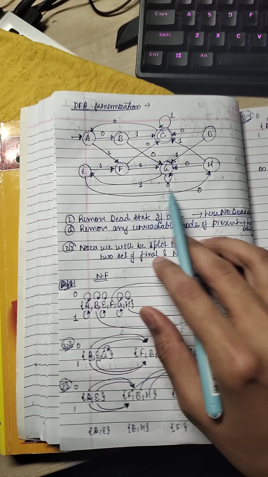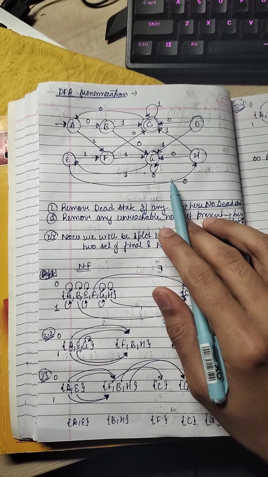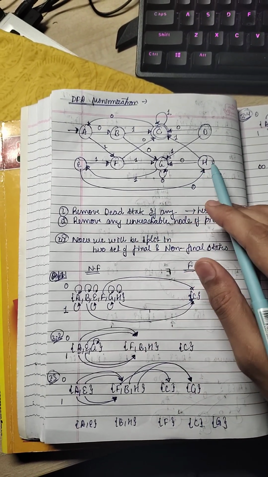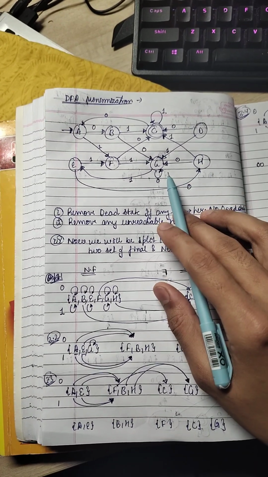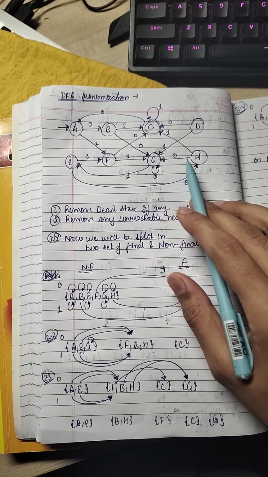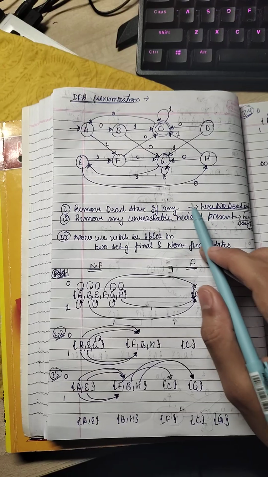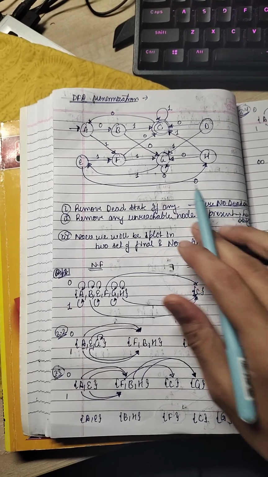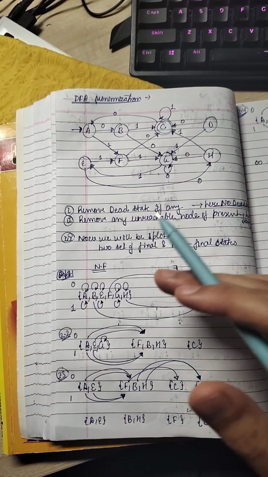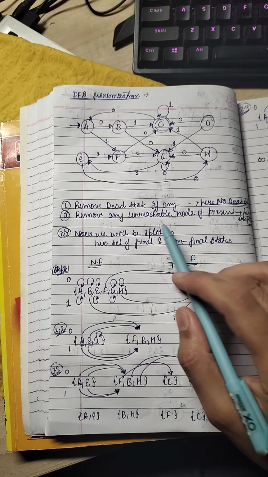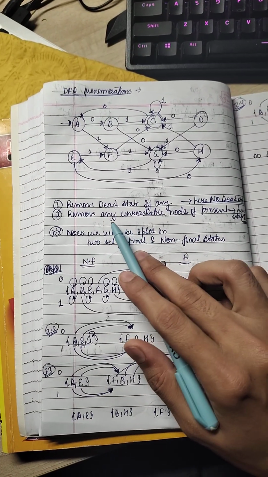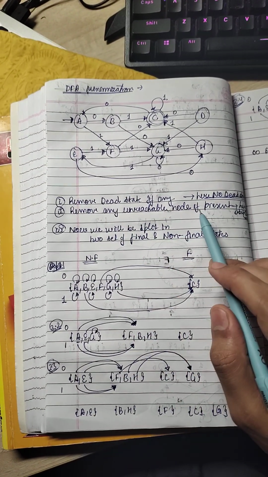If there is any dead state in this DFA, then we have to remove it, and the transitions will also be removed from there. Further moving, as in this case there are no dead states present, we will be moving to the next step. So here in the second step we can see that we have to remove the unreachable node.